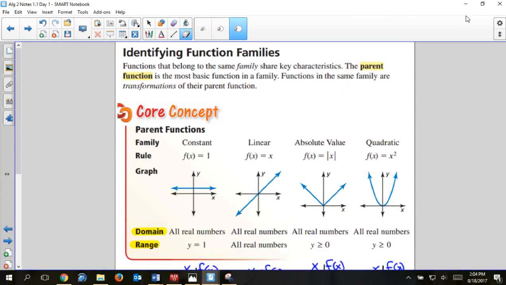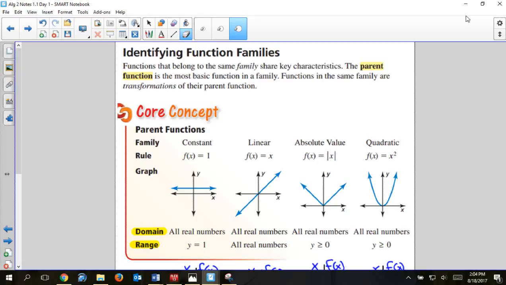So today we're going to learn about parent functions. They're called parent functions because it's like a family. We're going to have a parent, and then they're going to have offspring. They're going to look kind of like them, but not exactly the same.